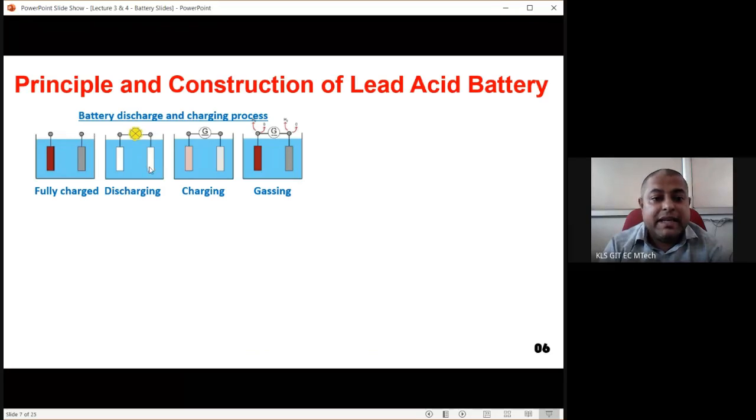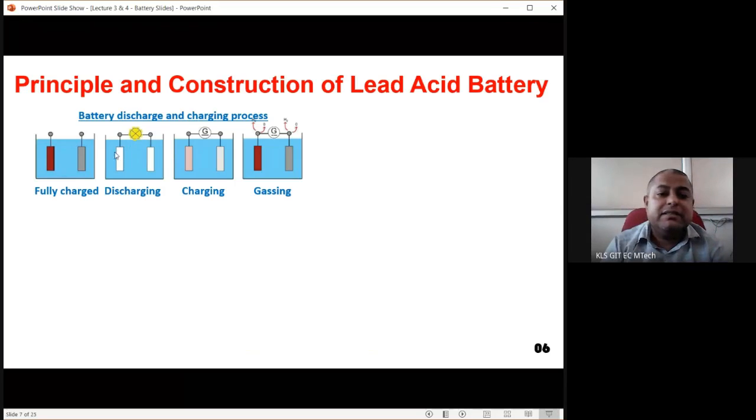But in the second case, we have connected the positive and negative electrodes through a load. Whenever we connect it through a load, electricity is flowing from the positive to negative, or electrons are flowing from the negative to positive. This is the use, whenever we are using that electricity. So what is the total diagram called? It is called the battery charging and discharging process.